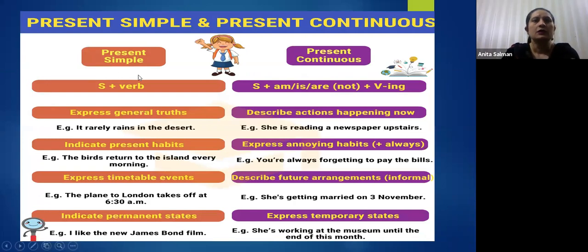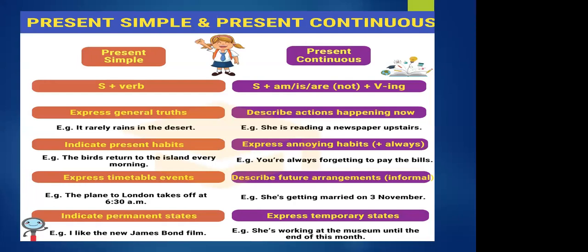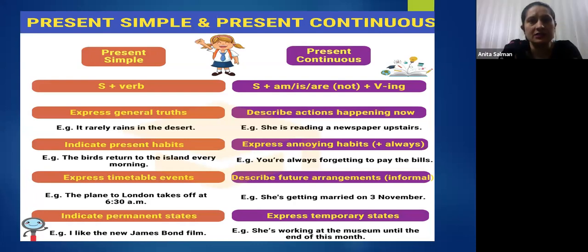Present simple or simple present, what is the structure? We use subject and verb, right? Only subject is there and verb is there. There is no helping verb, right? Whereas in present continuous tense, there is subject, there is helping verb, and there is the present participle form of the verb, right? In simple present tense, there is subject, verb, and which verb? First form of verb, or base form of verb.